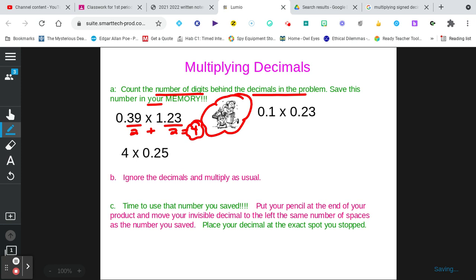All right, and I'm going to do this one first. Let's talk about this one. Let's go through A through C with this one. So I'm going to commit 4 to my memory. So now on part B, I'm going to ignore the decimals and multiply as I usually do. So I'm going to take 123. It's the longest number. Not necessarily concerned about what's bigger, but 123 is longest. I'm going to multiply it times 39.